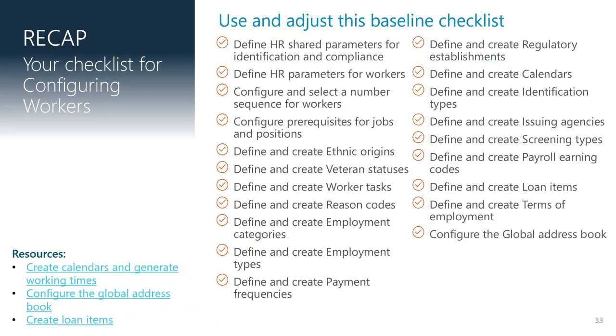The third one is configuring the checklist for workers, right? And then here is the baseline checklist. Again, on the left-hand side, the resources, and the right-hand side, the checklist for configuring the workers.